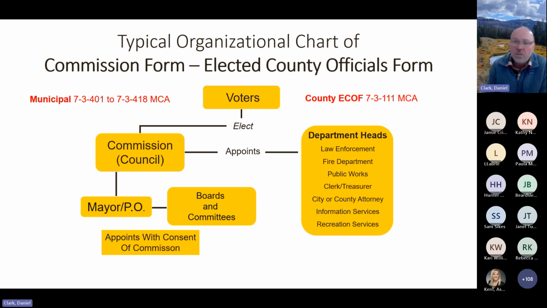The presiding officer of the commission has some executive responsibilities, where the presiding officer appoints committees with the consent of the rest of the commission. They can be called a presiding officer or a mayor, depending on how they want to identify in their form of government. Most counties operate this way.